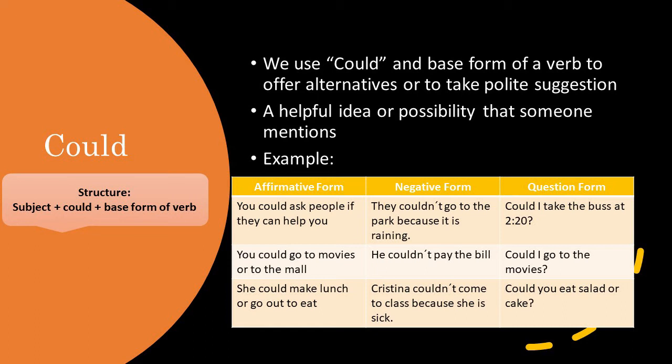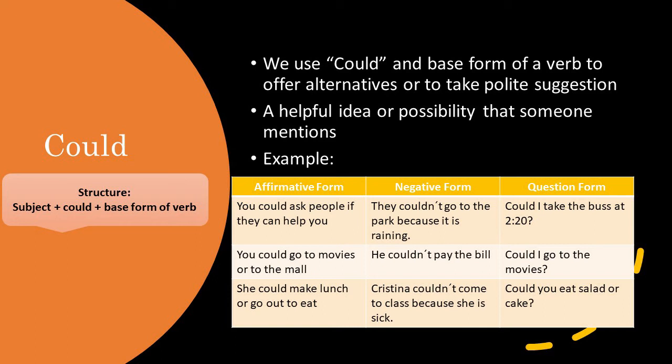Okay, so for example, in an affirmative form, we could say, you could ask people if they can help you. You could go to the movies or to the mall. She could make lunch or go out to eat. So as you can see, in these examples we are offering alternatives, right? Or making polite suggestions, right?